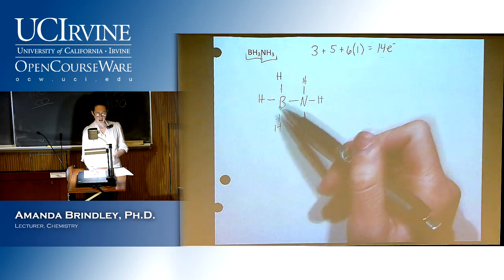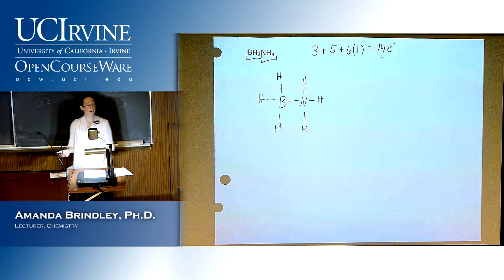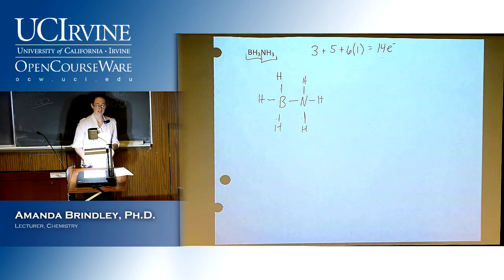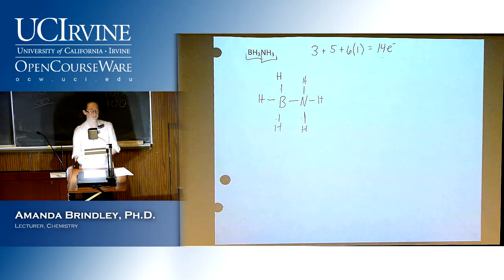Now, later on, we're going to talk more about exceptions, and we'll see that boron's actually one that a lot of times will have less than 8 electrons. A lot of times it'll just have 6, and it's fine with that. But here's an example where it actually does what most atoms do, and it has its 8.